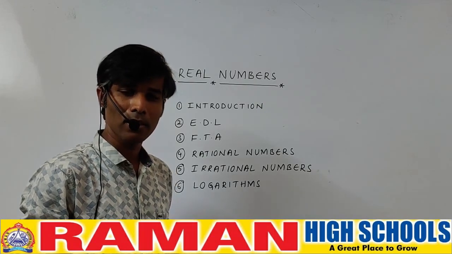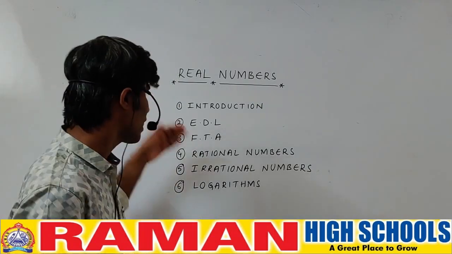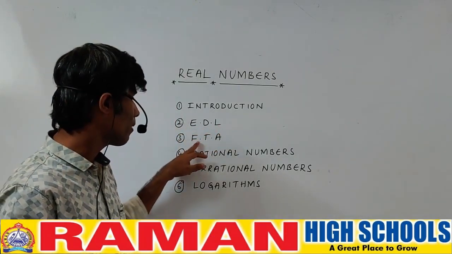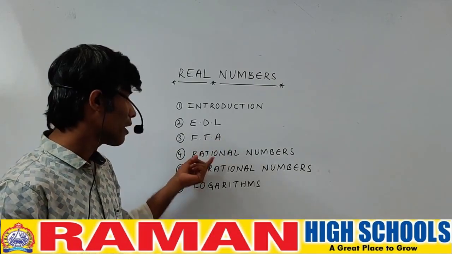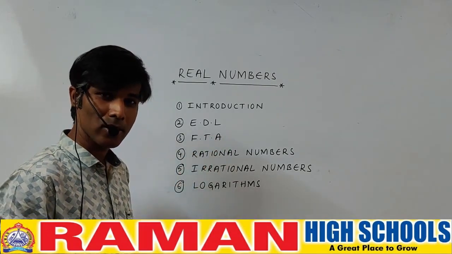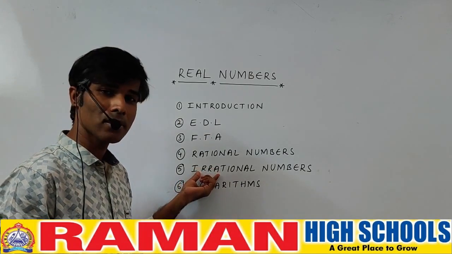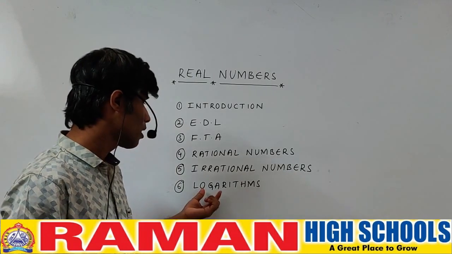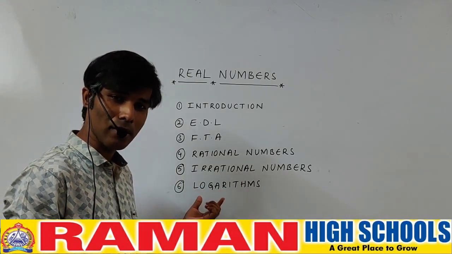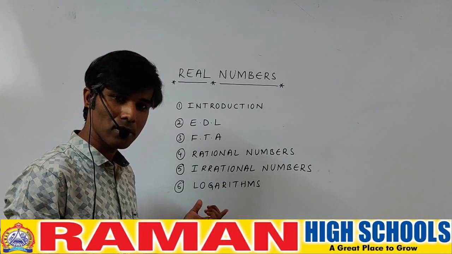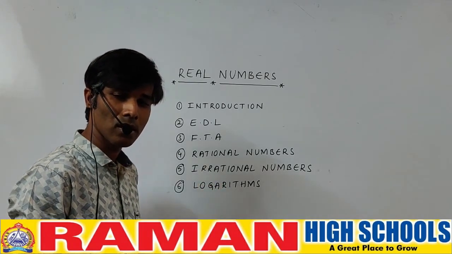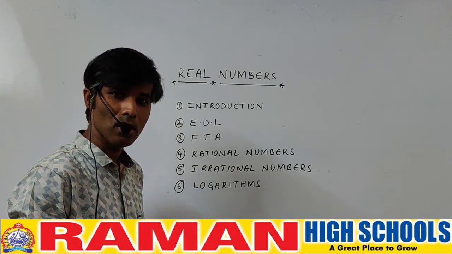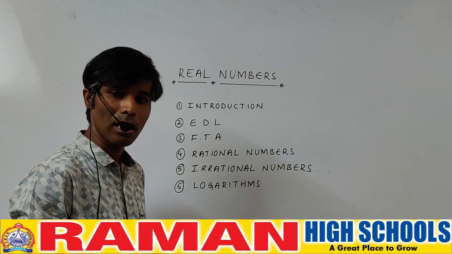Mainly in the real numbers chapter, we are going to cover the introduction of real numbers, Euclid's division algorithm, fundamental theorem of arithmetic, rational numbers and their decimal expansions, irrational numbers and their properties, and some calculations on irrational numbers. And a new topic is introduced in real numbers, that is logarithms. In logarithms we learn some calculations and some properties of logarithms which are needed in our day-to-day life.